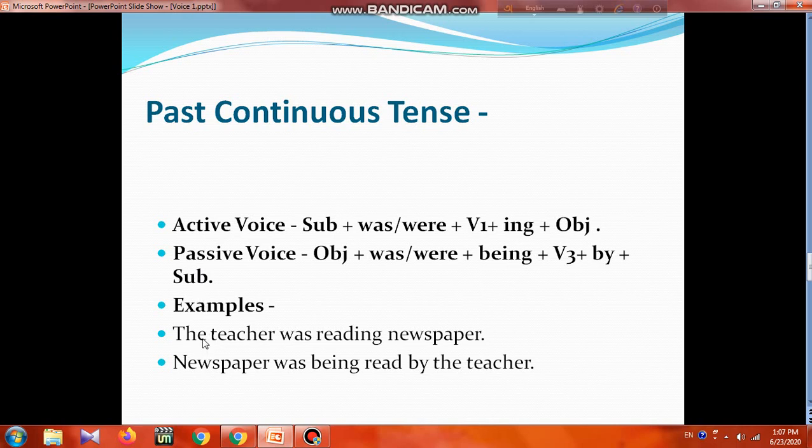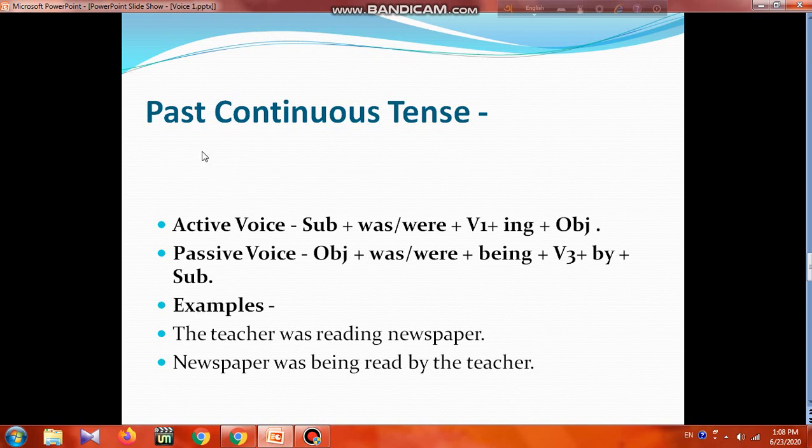So see the example, then it will be clear to you. The teacher was reading newspaper. If you want to change it to passive, you have to make the object the subject, meaning the object will be at the beginning. So newspaper, then was or were. For a singular subject you will take was. So newspaper was, and as it is continuous you will take being. Then V3 read, by the teacher, by, then object.